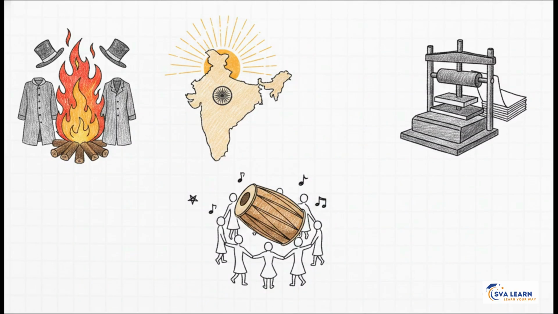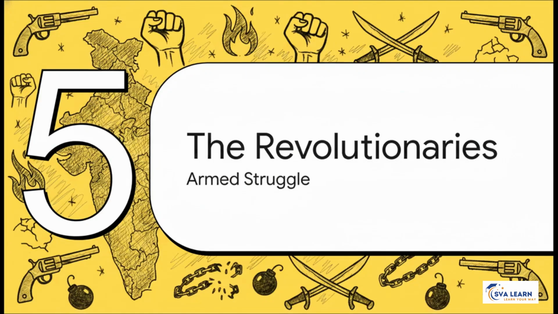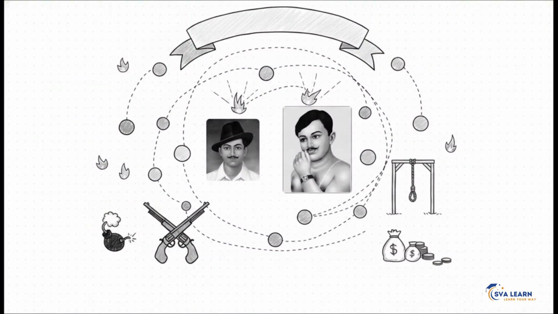Bam, done. Moving into Section 5, the rise of the revolutionaries, the armed struggle. Because you see, even the extremists' aggressive protests weren't enough for some people. This final group dreamt of a totally free India, but they strongly, fundamentally believed that the British could only be thrown out through violent means and armed rebellion. These are some of the most iconic figures of the era, guys, like Bhagat Singh and Chandrasekhar Azad.